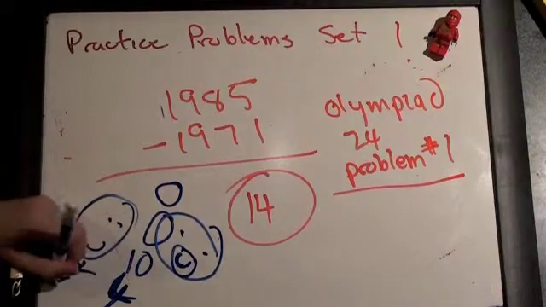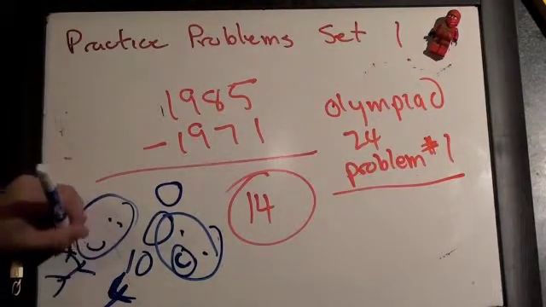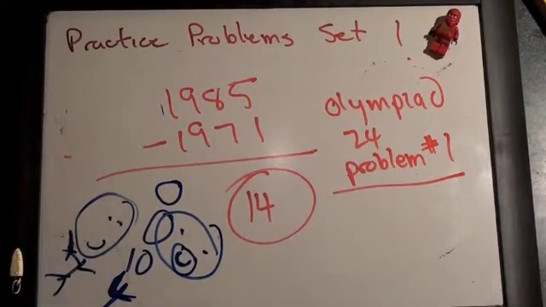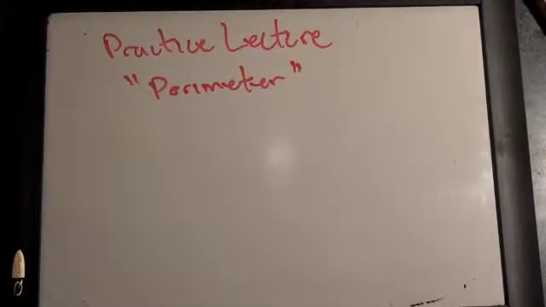Okay, so now you know how to do everything in that problem. Olympiad 24 problem number 1. Okay, let's go on to the next problem. Here's the next problem.